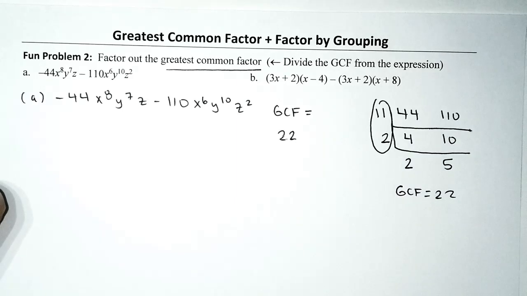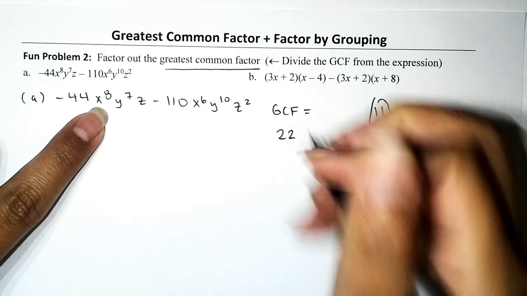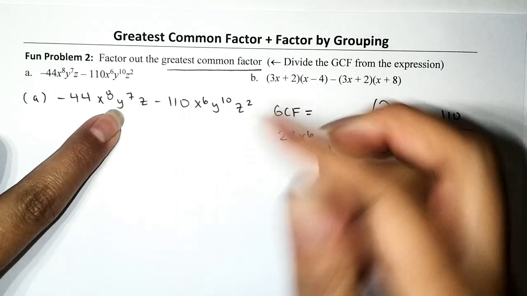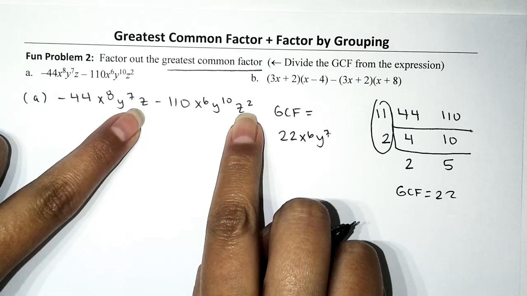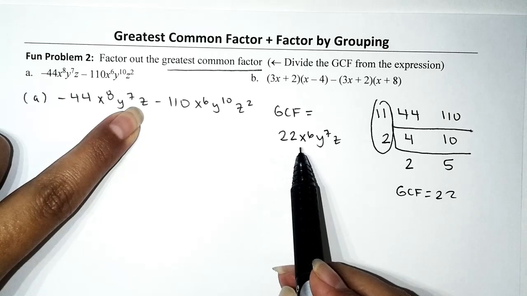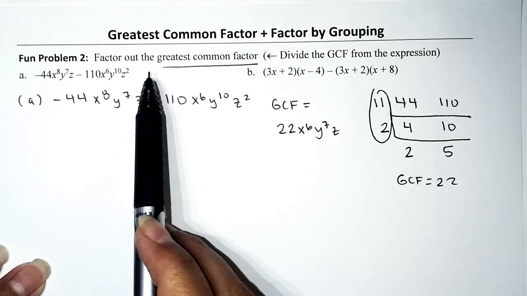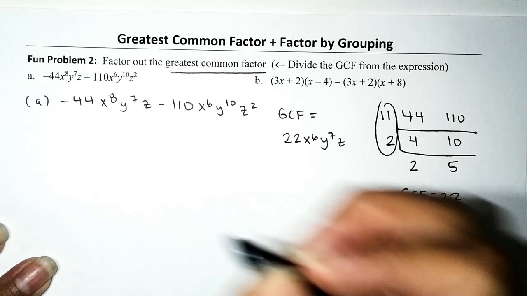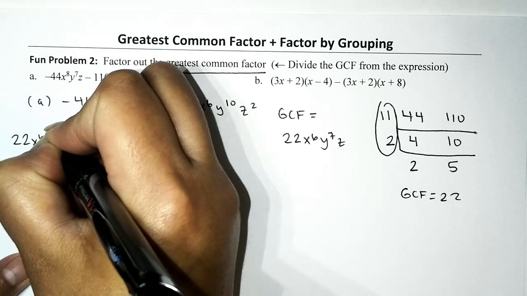What else do the terms have in common? So the terms have some x's in common. It's going to be 6 of them. How many y's? 7 y's, 10 y's. There'll be 7 y's. How about some z's? 1 z, 2 z, so only 1 z in common. Okay, so the GCF is given by 22 x to the 6th y to the 7th z. Okay, so it says factor out the greatest common factor. So pretty much we're gonna take this and divide it from the expression. So we're gonna write 22 x to the 6th y to the 7th z.